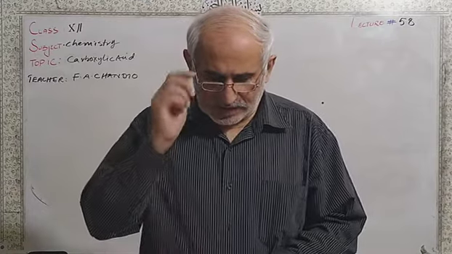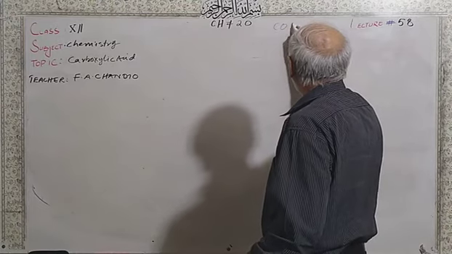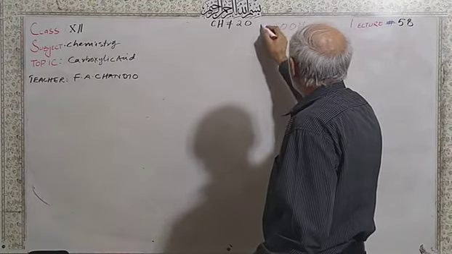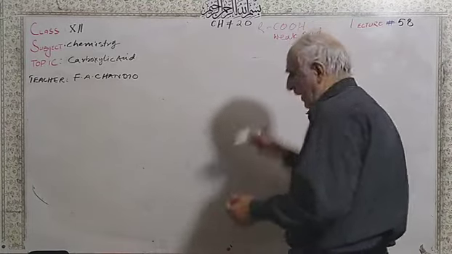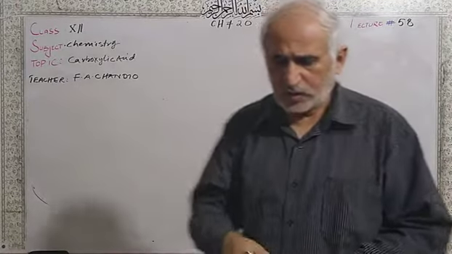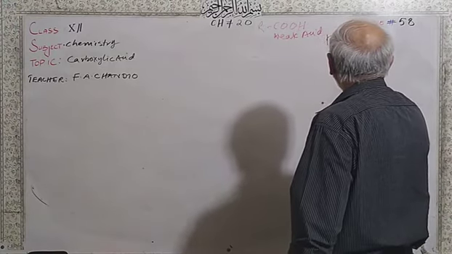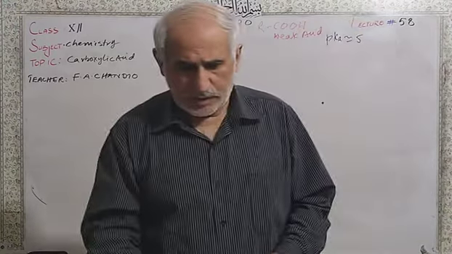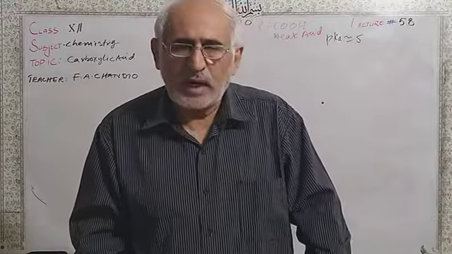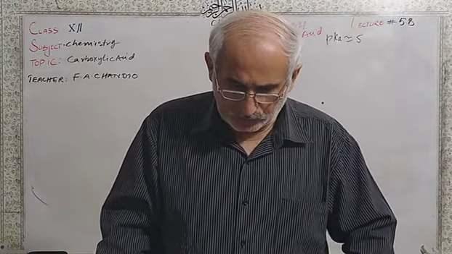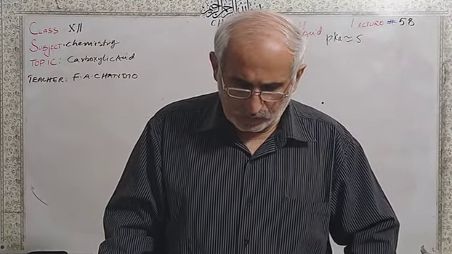Carboxylic acid is a weak acid. Its pKa value is approximately 5. They are only weak as compared to hydrochloric acid and sulfuric acid, because those have very low values of pKa.